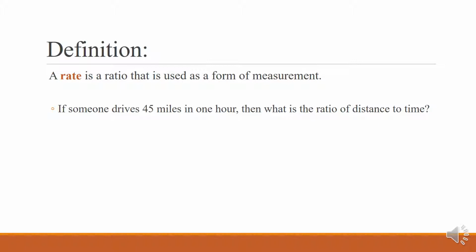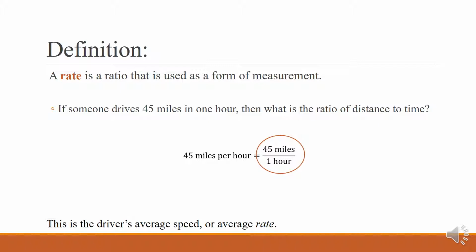So for example, if someone drives 45 miles in 1 hour, what is the ratio of distance to time? So that's a rate because you're using the unit of distance and the unit of time. All right, so let's answer our question. The ratio of distance to time is going to be the fraction, because we know ratios are fractions. So distance divided by time is 45 miles divided by 1 hour. This is the driver's average speed, or you could also call it their average rate.